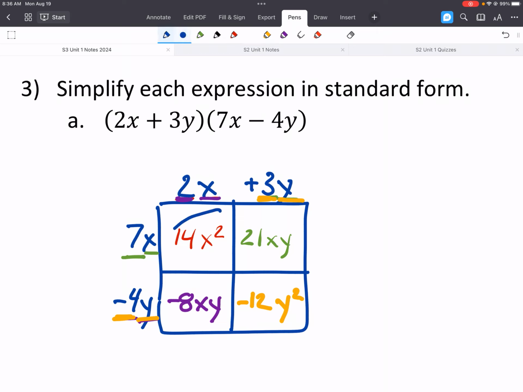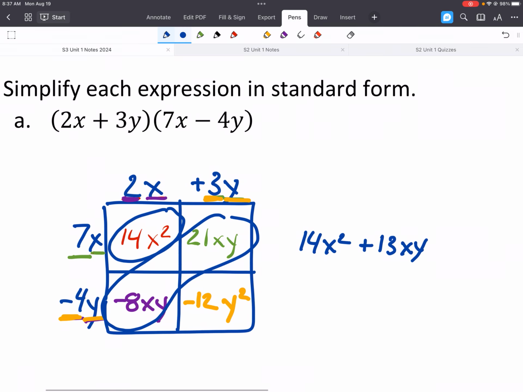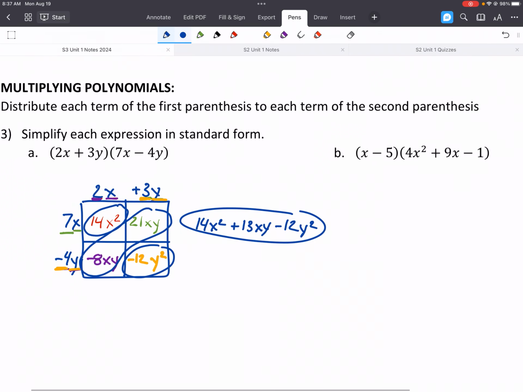There's only one box that has x squared, so we'll have 14x squared. Next we have our xy's, so 21 minus 8, and that will give us, I think, 13xy. Okay, double check, got it. And then our y squared term is -12y squared. The rest of these are very similar.